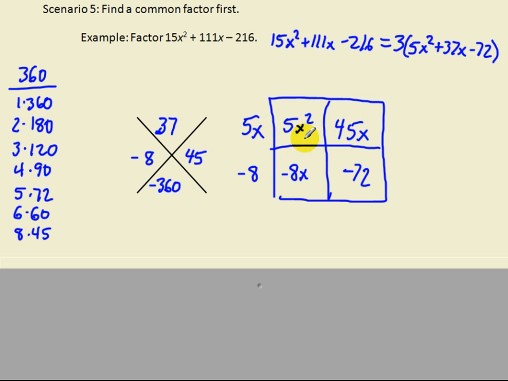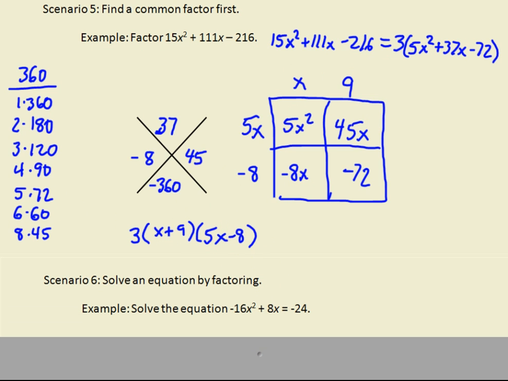5x squared and negative 8x, we can factor out an x. 45x and negative 72, we can factor out a 9. So we end up with, remember that number that we had factored out, 3 times x plus 9 times 5x minus 8. And you can leave it just like that.